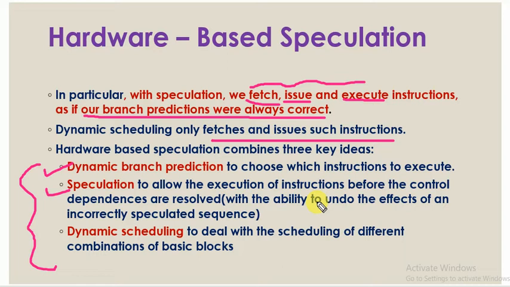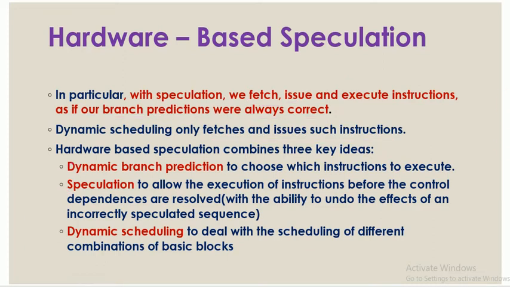So it allows the execution of instructions before the control dependencies are resolved, with the ability to undo the effects of an incorrectly speculated sequence. Later, if our speculation is wrong, it must be undone. And the third is dynamic scheduling, which deals with the scheduling of different combinations of basic blocks. So these are the three key ideas related to hardware based speculation.